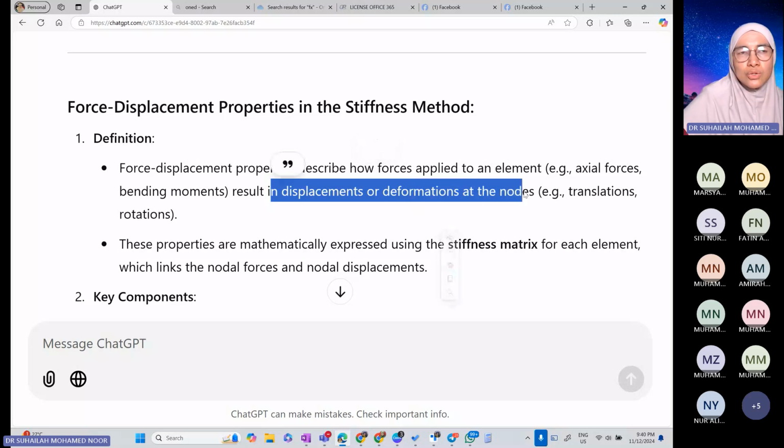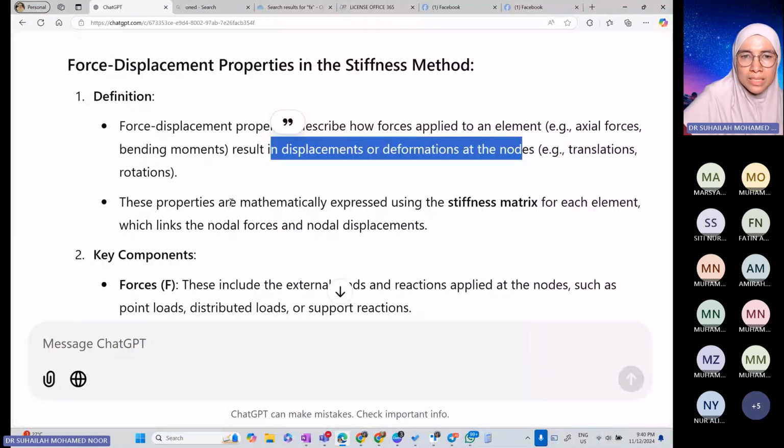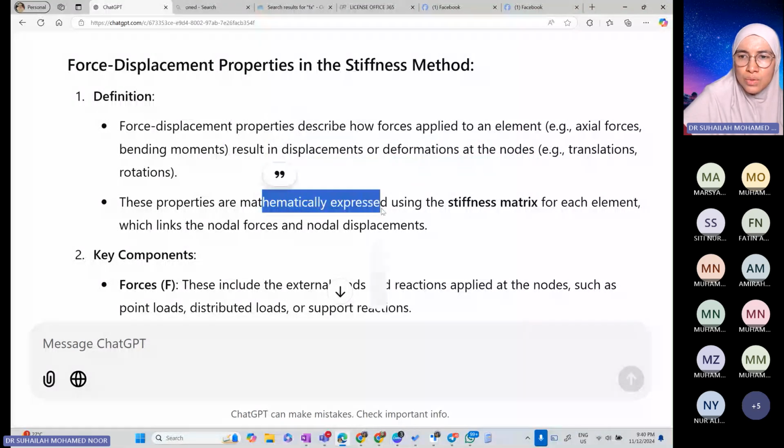So remember, using stiffness method, we will determine displacement or deformation at nodes only. Kita tak calculate mid-span displacement, mid-span deflection, tak. Kita hanya akan calculate displacement at nodes. At node A, node B, node C, node 1, node 2, node 3. So displacement kat sini can be translation in X and Y, and also rotation lah for beam and frame. Okay, these properties are mathematically expressed using stiffness matrix for each element.